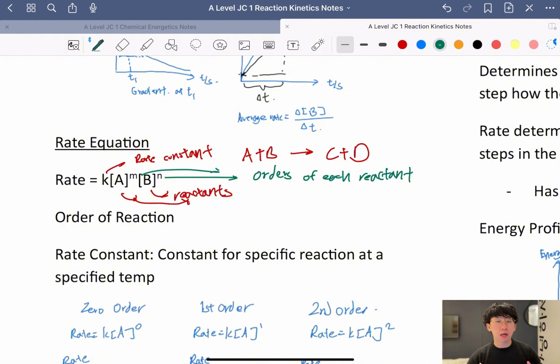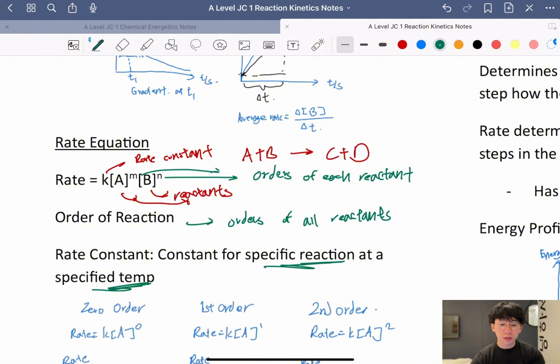So this jumps to my next point about orders of reaction and reactants. The order of a reactant is pretty much how much the reactant has an influence over the rate. In a sense, it is the proportionality constant. And the order of your reaction is the total of the orders of all your reactants. I'll get more into that later on. As for your rate constant, it is constant for every specific reaction at a specified temperature.